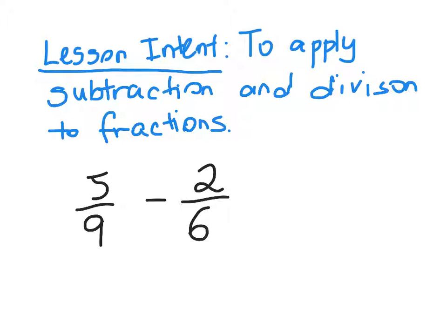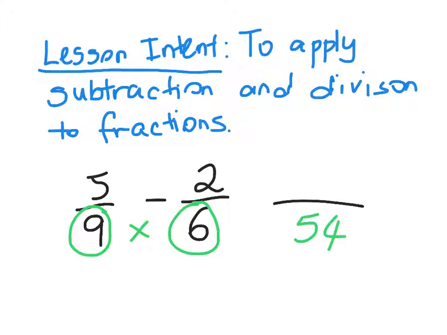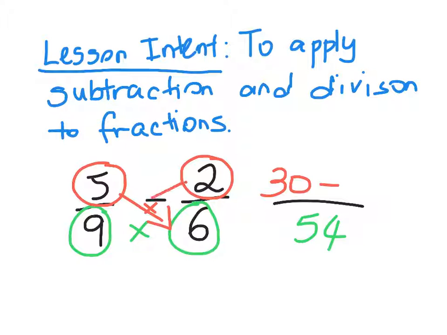Similar to when we've done addition, what we want to do to start off is multiply these two numbers together, and that is going to give us 54. Then up here we want to do a cross multiplication from here to here. So 5 times 6 is 30. We put a minus sign, and again we cross multiply from here, which is 2 times 9, and that answer is 18.